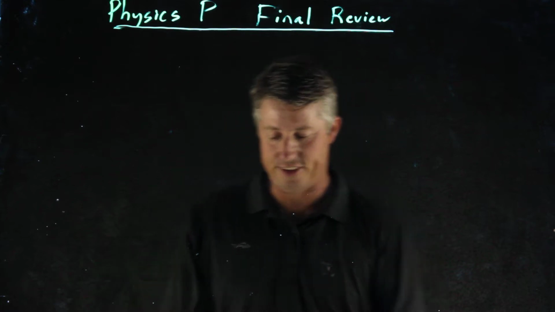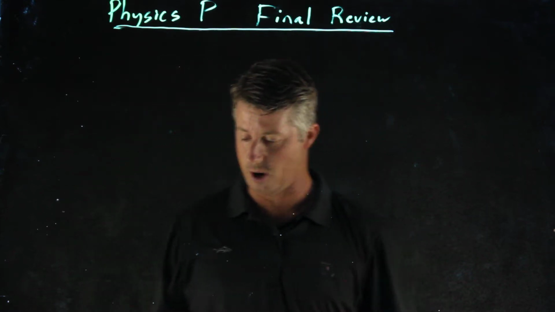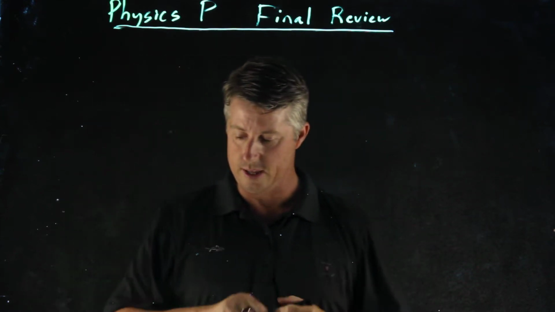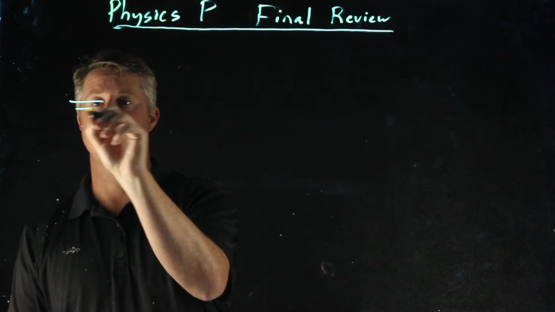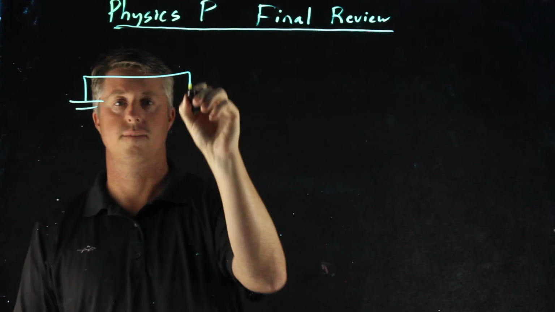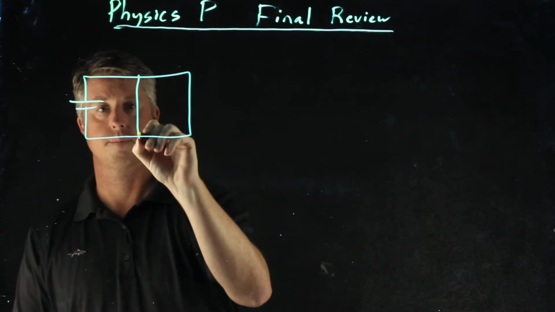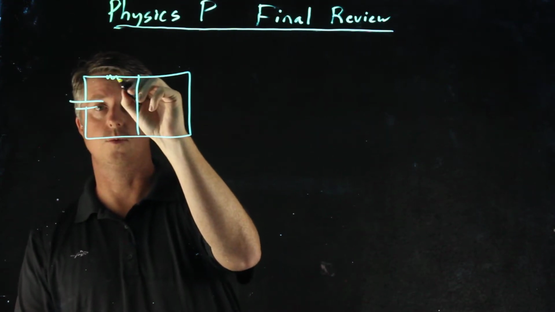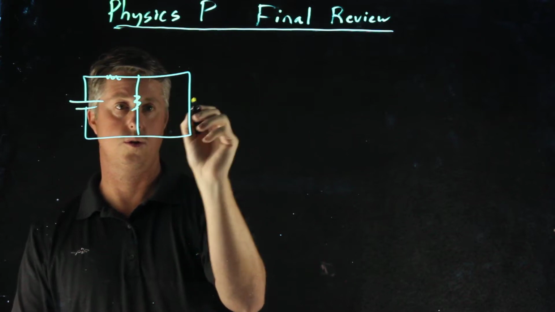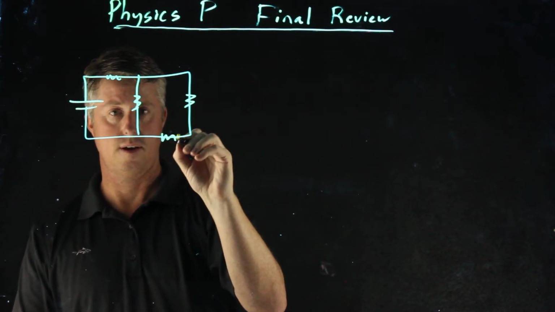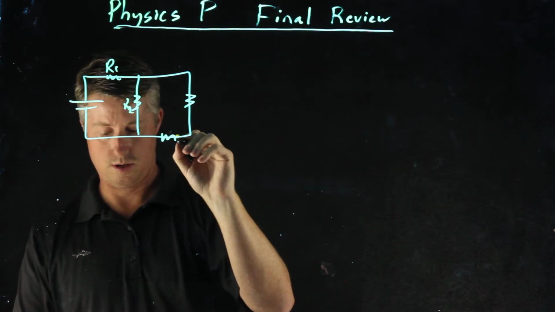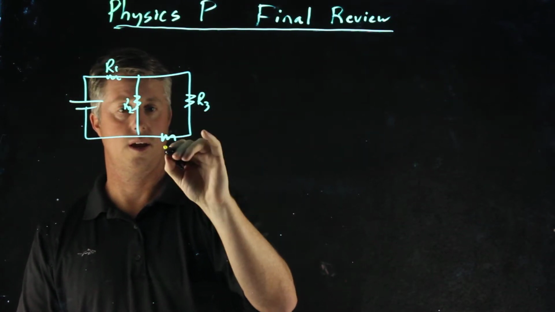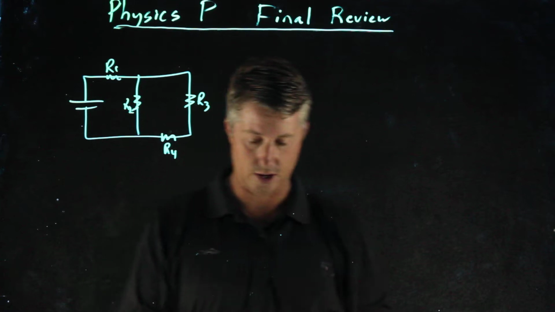Okay, physics, final review. Here we go. So let's look at what we have. Number one asks for us to work with a resistor, and our circuit has a battery. It has a branch, and then it has 1, 2, 3, 4 resistors labeled R1, R2, R3, and R4. Okay, great.